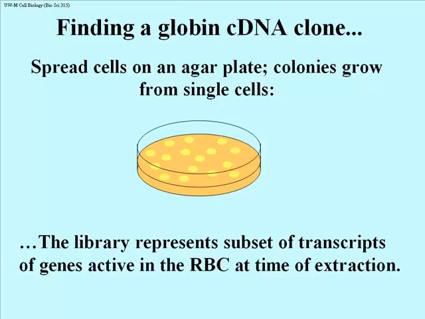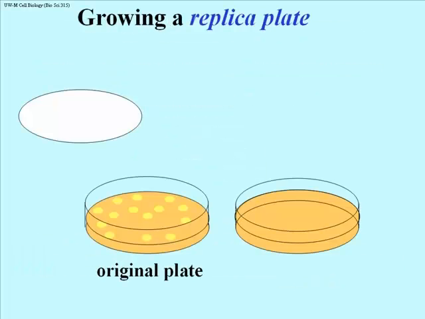So now the library has been displayed on an agar plate. Again, the library represents a subset. In this case, if you have a few hundred colonies and you expect a few thousand messages, the library represents a subset of the transcripts that originally came from the red blood cell at the time of extraction in the form of recombinant cDNAs. So now you have grown this plate, that's the original plate.